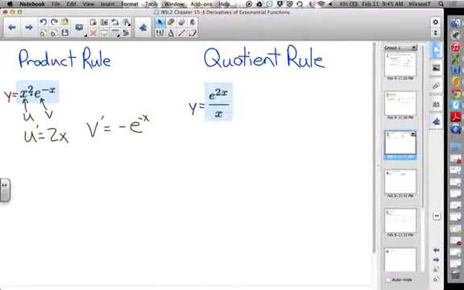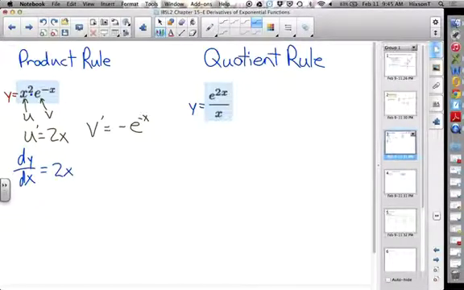Okay, so now the product rule: dy/dx is u prime v, so 2x times e to the negative x, plus uv prime. So here's plus x squared times a negative e to the negative x.